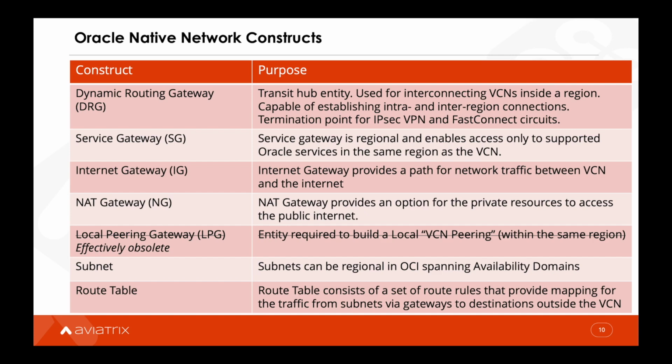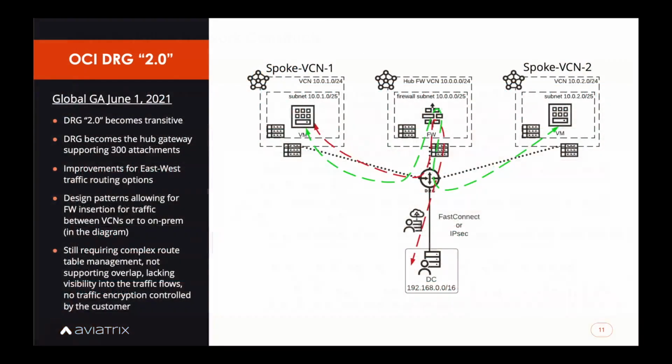So this is interesting, and no other cloud supports those types of easy configuration of the route tables, especially for the ingress traffic. And obviously the route table supports all of the intra-VCN traffic as well. It is assigned to a subnet. Now let's take a look at the new version of DRG.